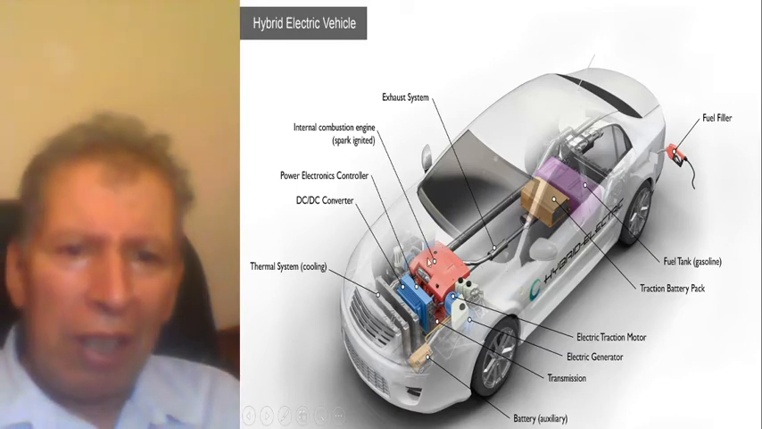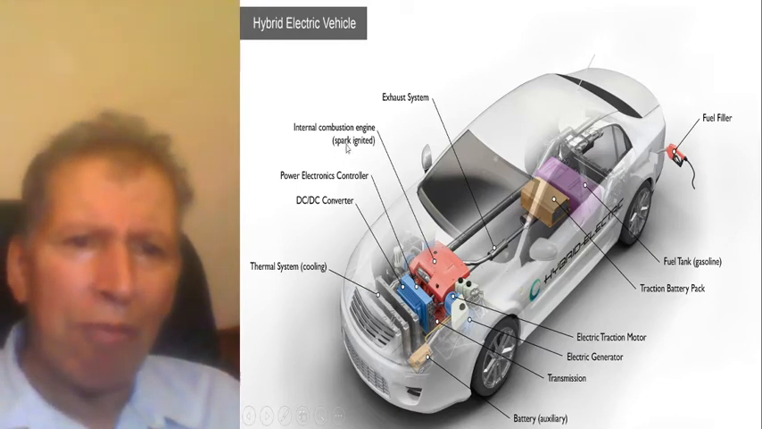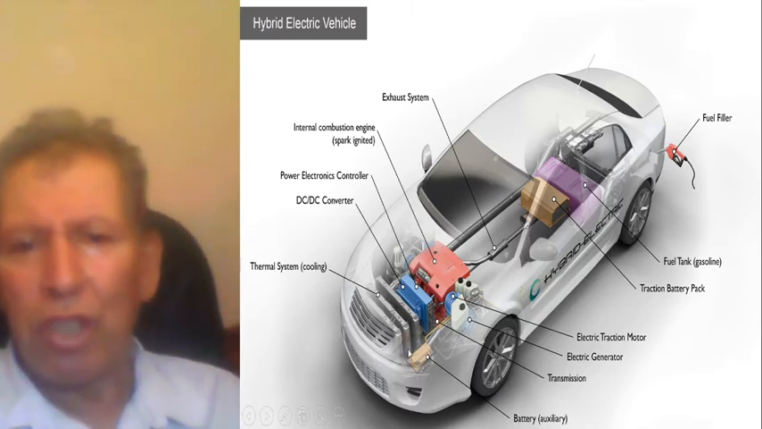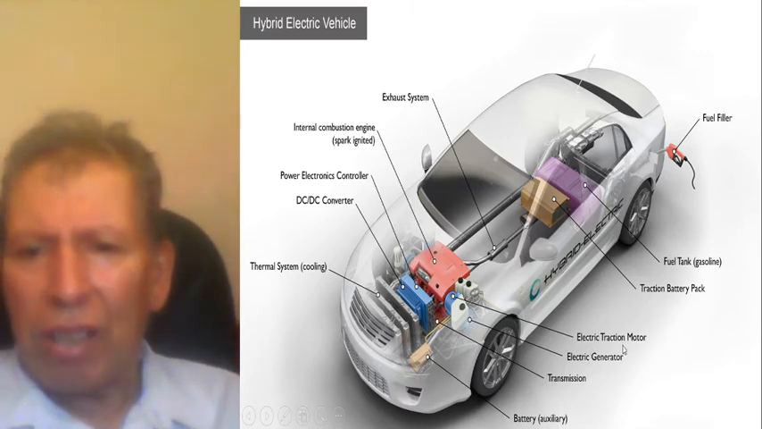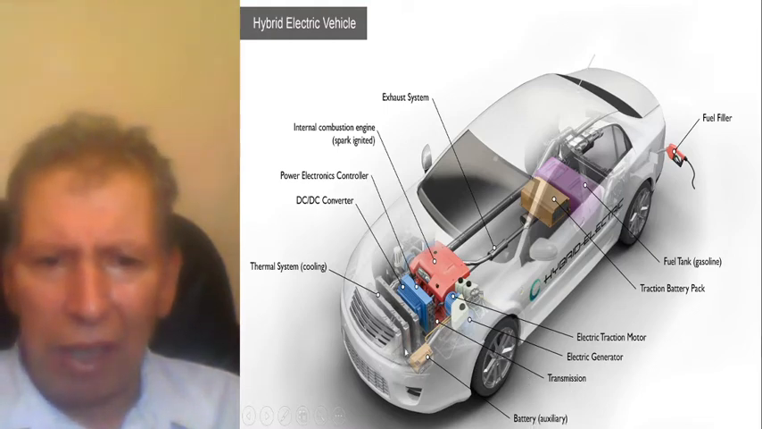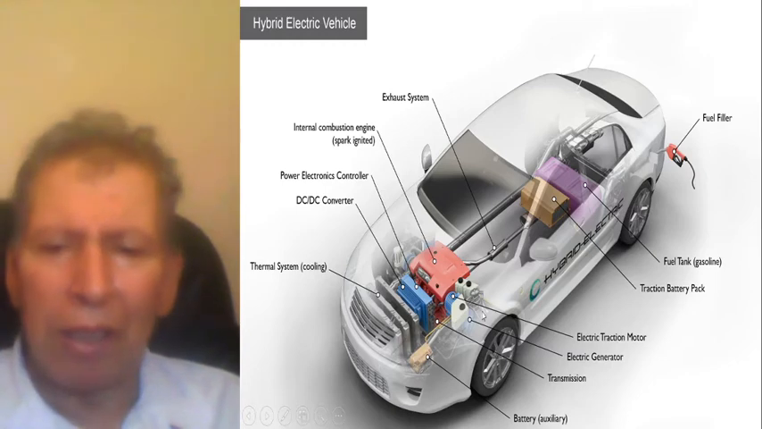In red, you have the internal combustion engine, spark ignited, with the sparks. Power electronic controller, there must be a lot of electronics in there. DC converter, thermal system cooling, donc, to cool the engine. Electric traction motor, here this is the electric traction motor. Electric generator in here. Transmission in here. And battery, additional battery.